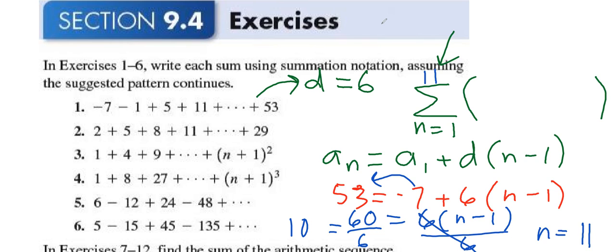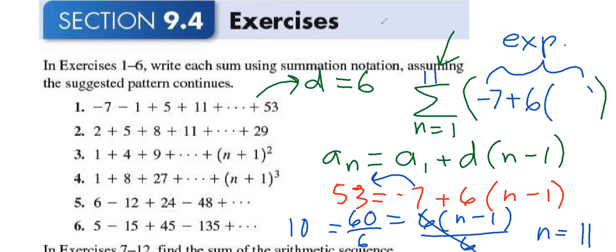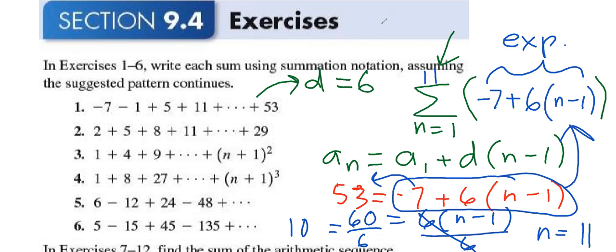Now, what explicit formula would you put inside here? We know that this has to be an explicit formula, so what are you going to put in there? -7 plus 6 times what? Oh yeah, we already had it. We had it right down here. All we had to do is throw it in there. You do not need to simplify it. If it hurts you not to simplify it, then go ahead. But if you're okay with leaving it like that, then go to the next question.